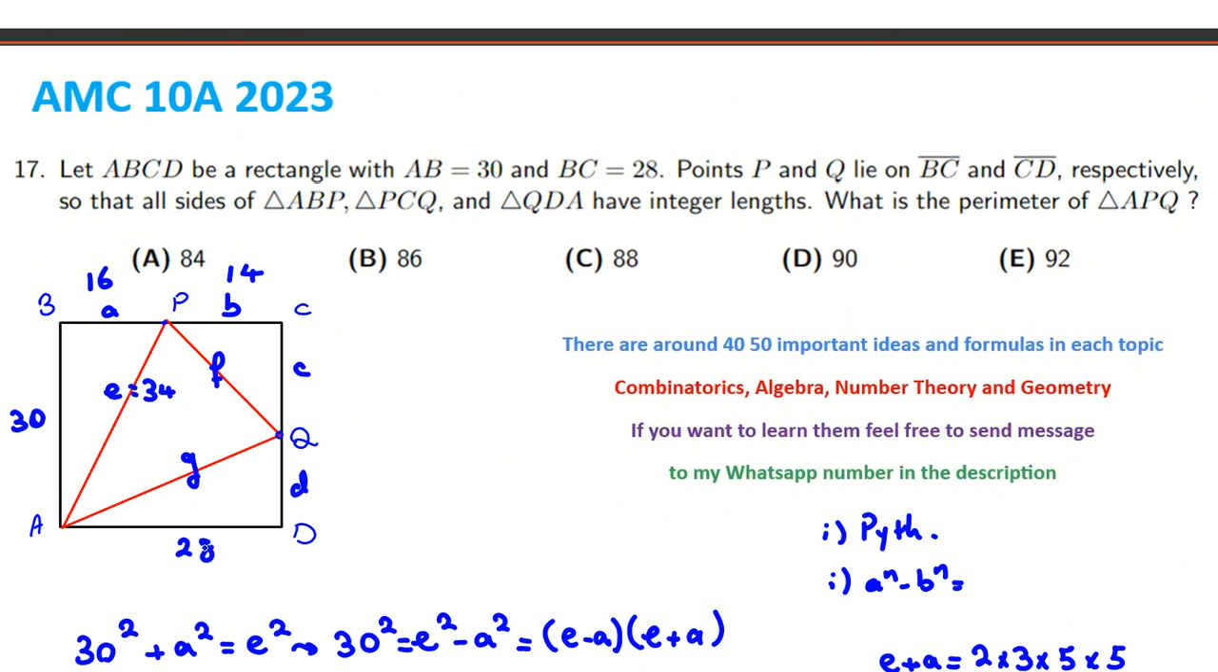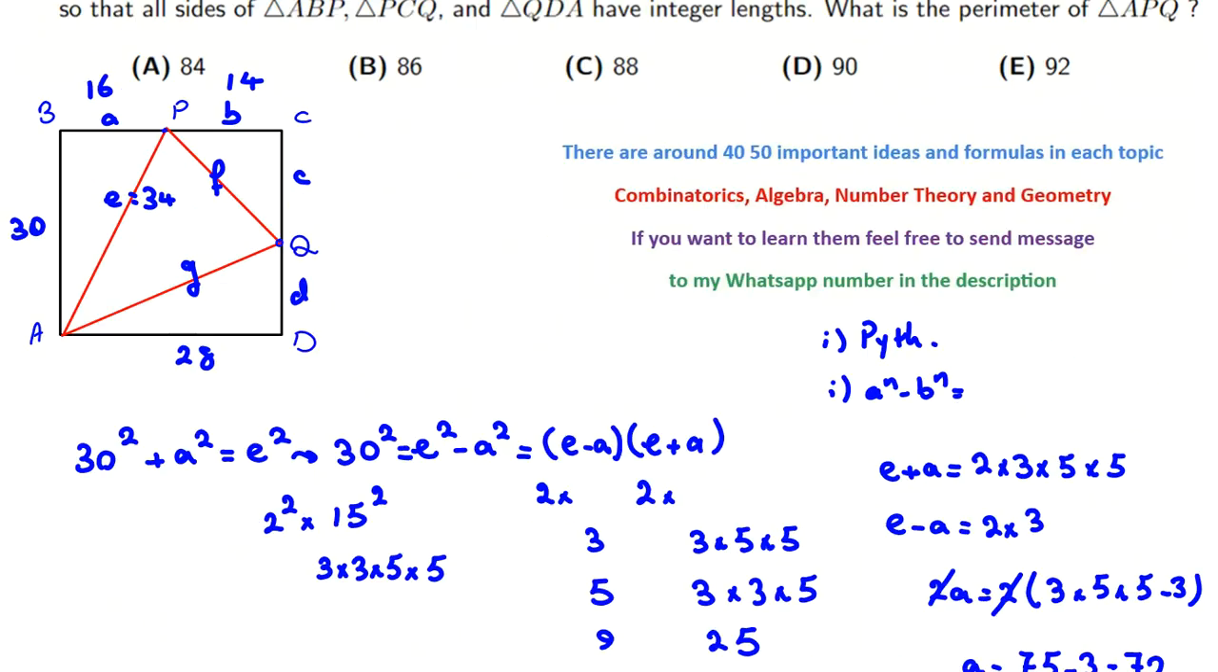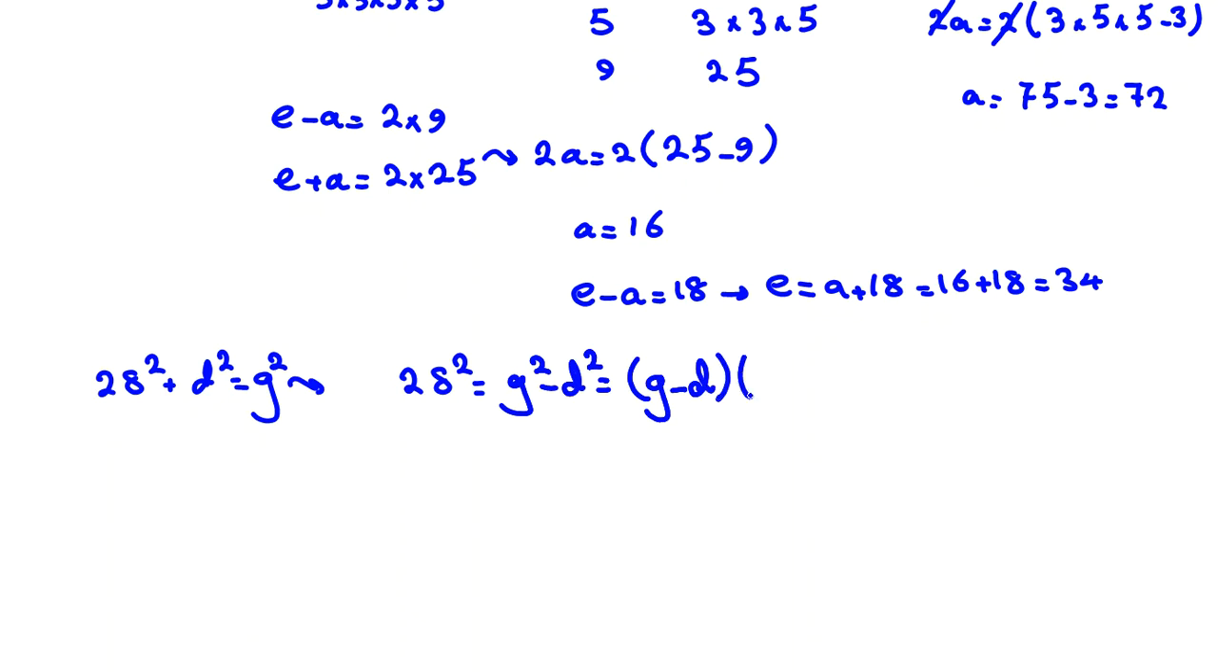Now let's focus on this triangle. 28 squared plus d squared equals g squared. So again, we should do the same thing. 28 squared equals g squared minus d squared, which is (g minus d)(g plus d). Again, g minus d and g plus d are both even or both odd, because plus and minus have no effect on parity. Both should be even, because odd times odd would be odd, again a contradiction.